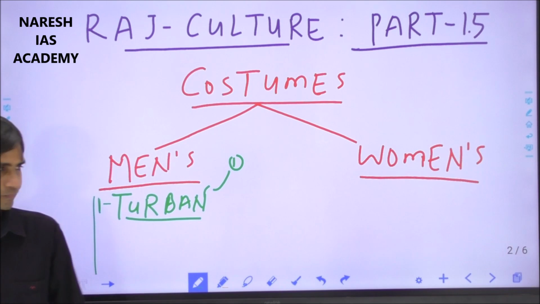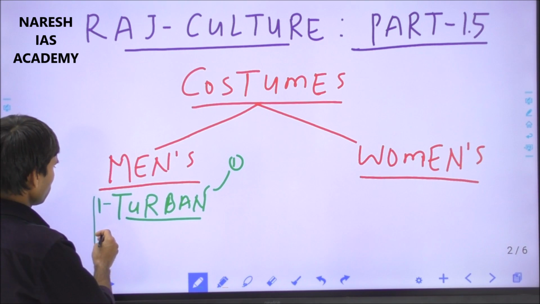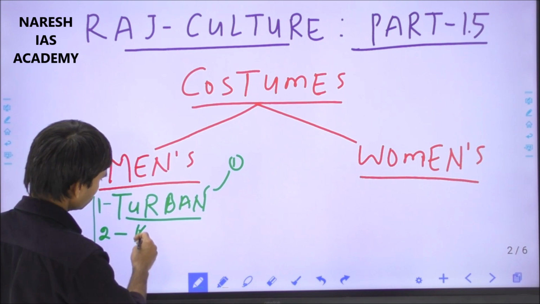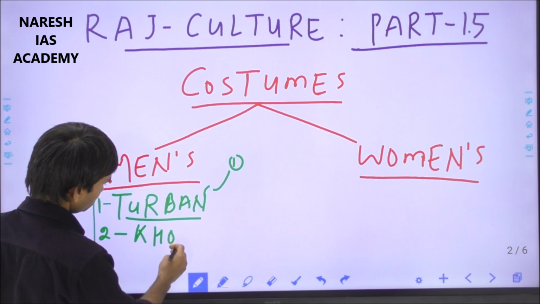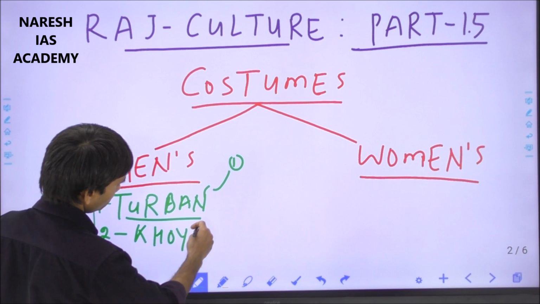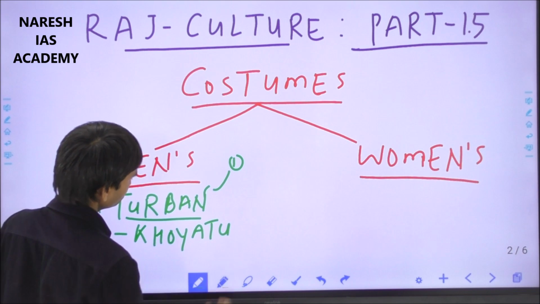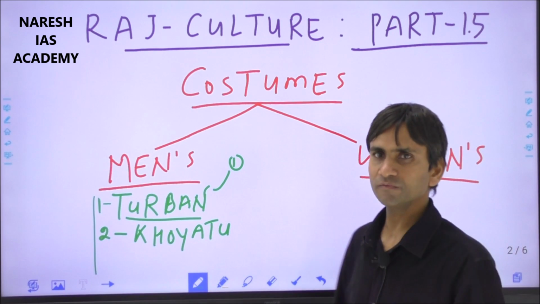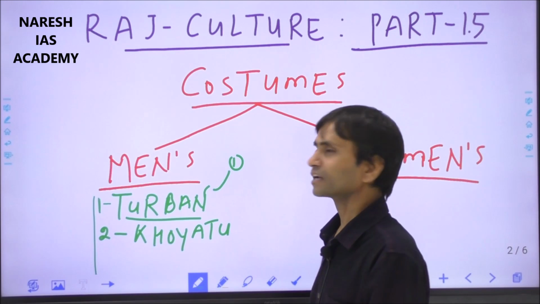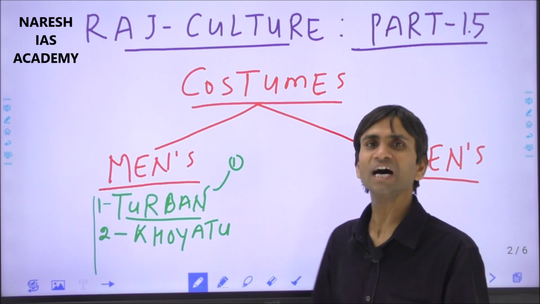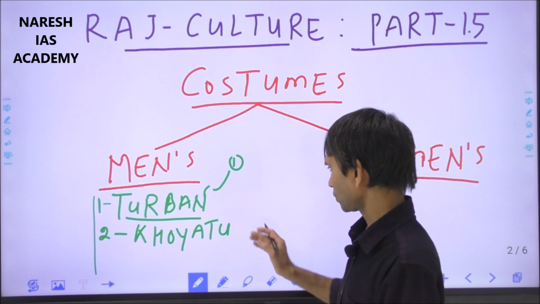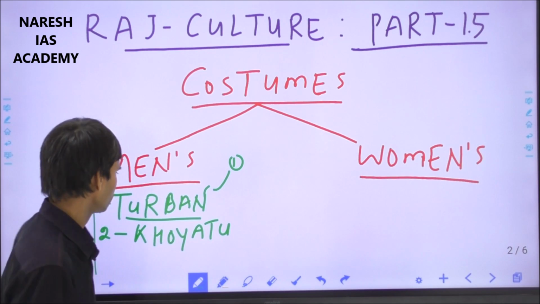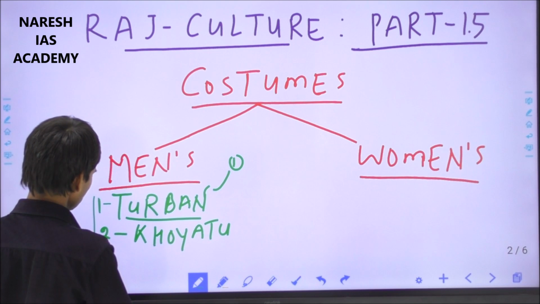Second costume, the turban is worn on the head. Second is khoyatu. Khoyatu is just like a trouser, a narrow trouser worn by the men in Rajasthan, and also called the dhepada. The khoyatu or dhepada is one kind of trouser, and it is very important for the men.